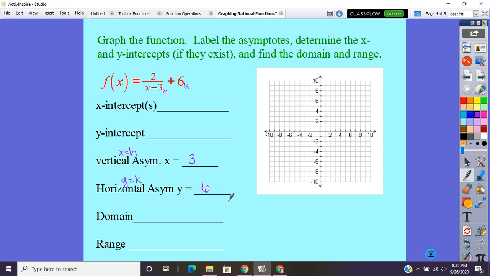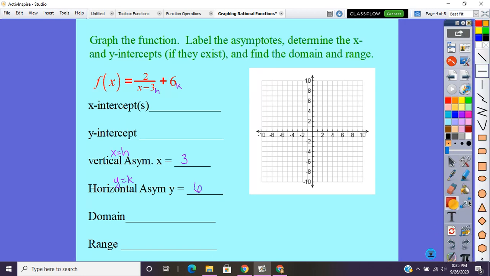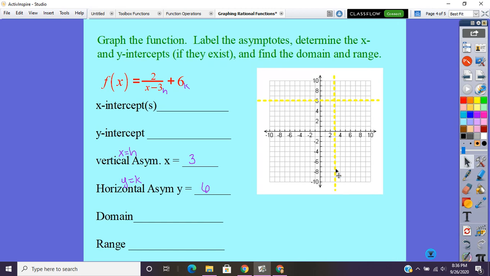Now, why do I want to do those first? I like to graph those. I'm going to use a light yellow color here so we can see them, but they're not actually part of the graph. We just want to make sure we don't cross those. Horizontal is at 6, which puts us right here. And our vertical is at 3, which puts us right here. Those are now our horizontal and vertical asymptotes. So our graph's going to be centered around that.